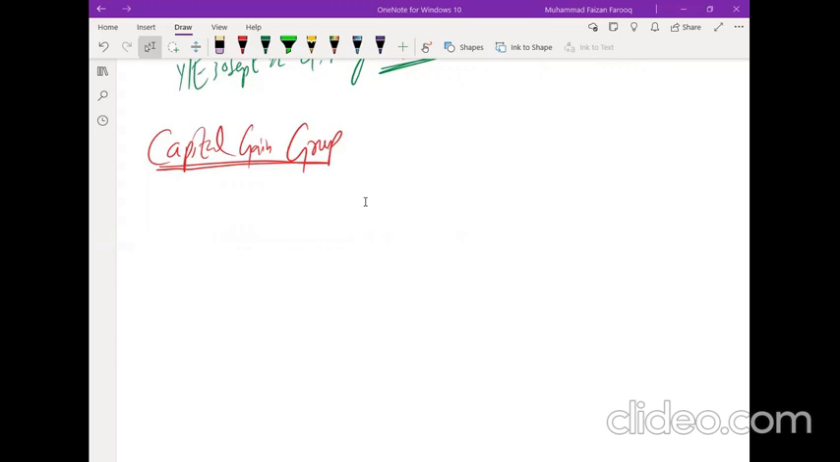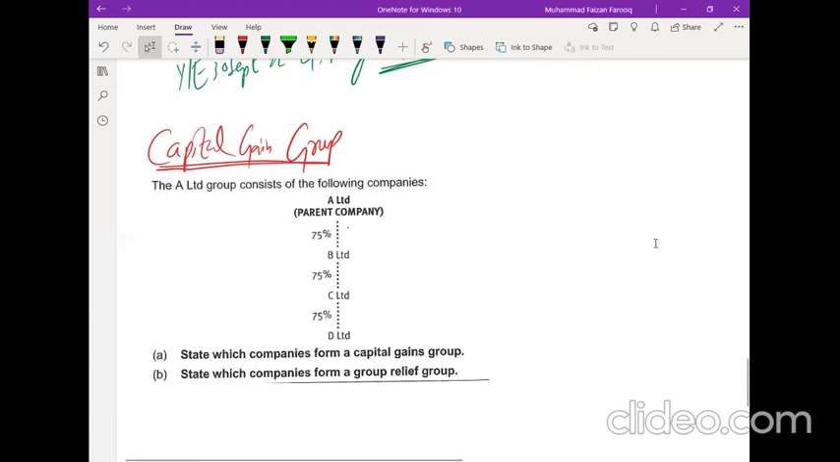Yes. Okay. So what is the difference? We will discuss with this example. I am sharing the example. First of all, tell me requirement B. Requirement B, you know by yourself now, that is the group relief group. We learned this B requirement. So for B, A is part of the group, right? Because A is the main company. B, 75% holding. What will you say, yes or no?